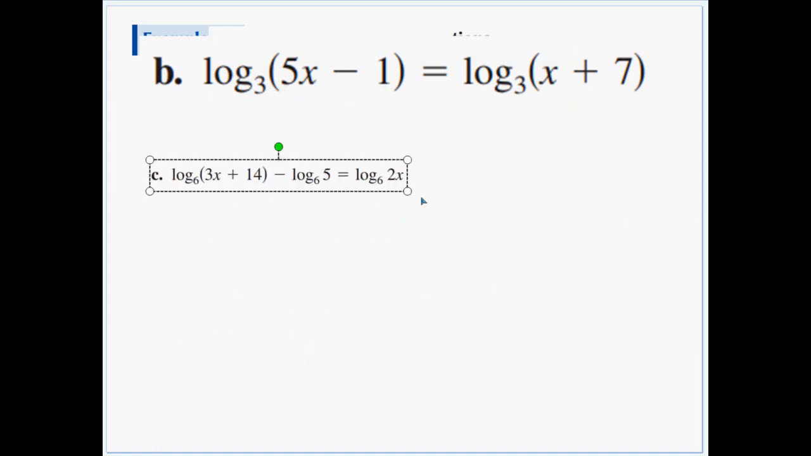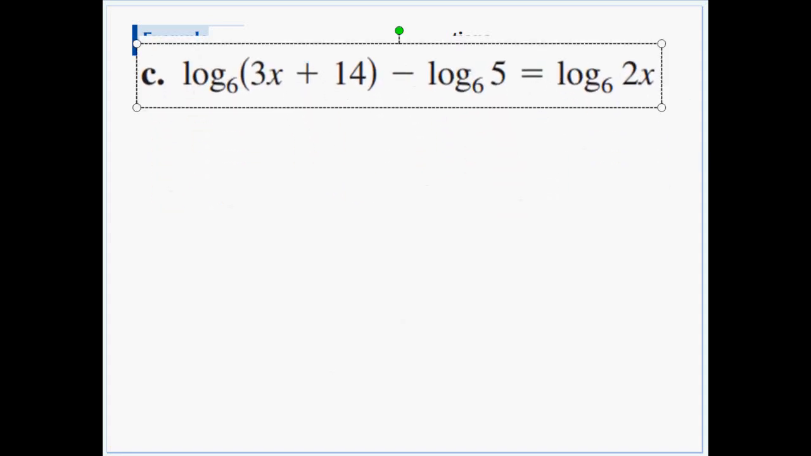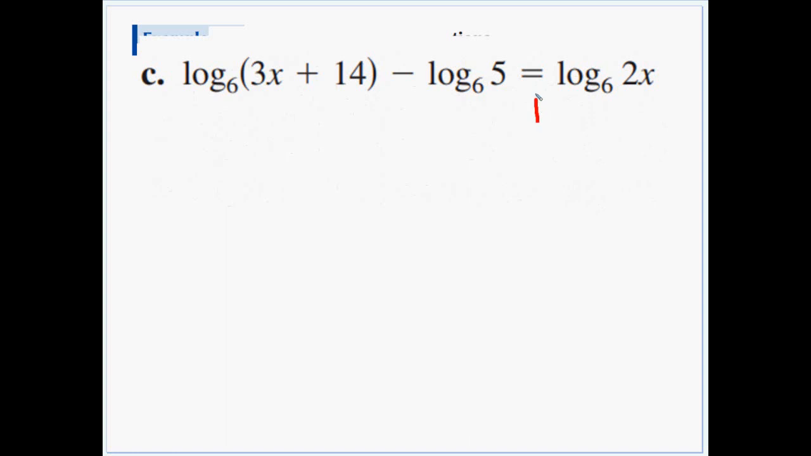Part C. Okay. Now, before we can apply the one-to-one property, we need one log equal to another. There's our equals. On the left side, we've got a log minus a log. So before any one-to-one property can come into play, we're going to have to condense that left side. Log base 6 minus log base 6 will be a log base 6. And now it's going to be a fraction. The minus sign turns into a division bar, a fraction bar.